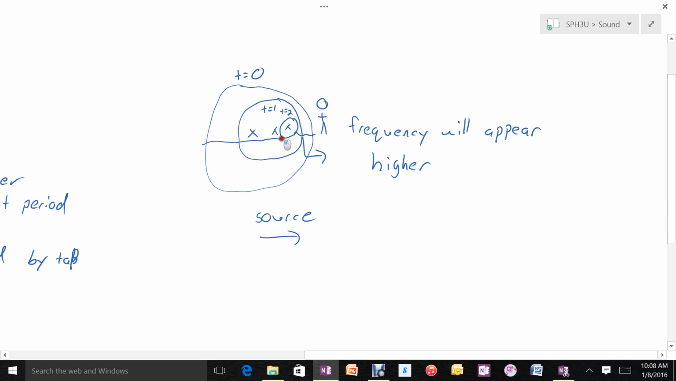Alternatively, if we imagine a person who's observing this sound as the object moves away from him, these wave fronts are artificially spread out. And what that means is the frequency will appear lower. So this is if it's moving towards, and this is if it's moving away.